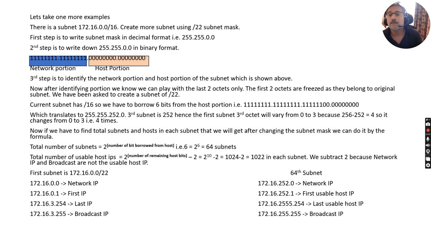So the total number of subnets is 2 raised to the number of bits borrowed from the host portion. So 2 raised to 6 will be 64 subnets, and the total number of hosts will be 2 raised to the number of bits in the host, so that is 2 raised to 10. But you have to subtract 2 to get the total number of usable host IPs. So that will be equal to 1022 in each subnet. So this is how you do the subnetting.